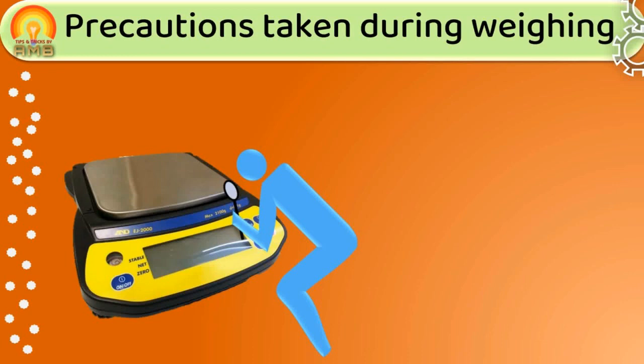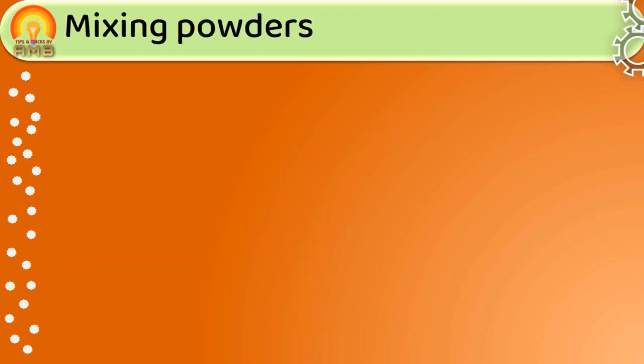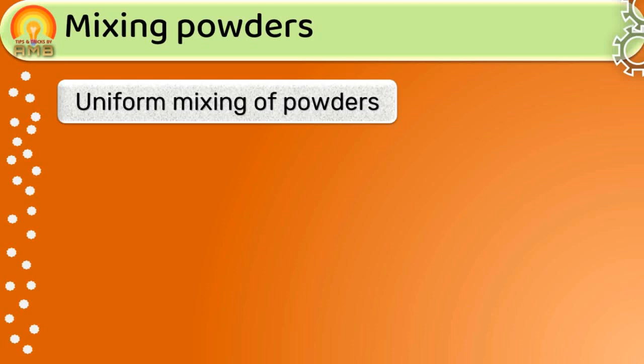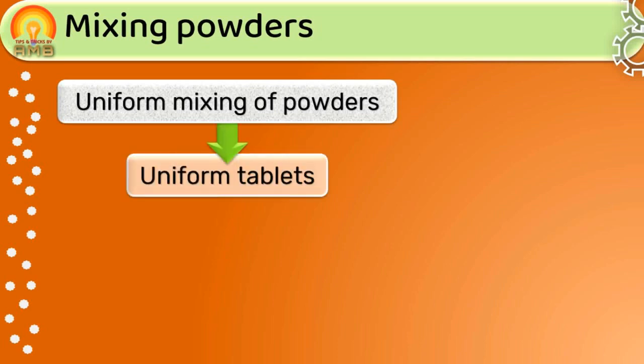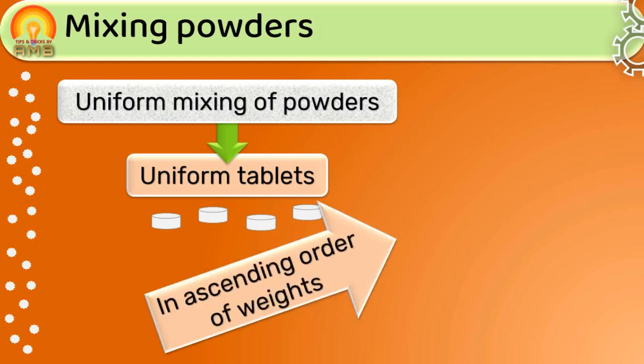Now let's discuss how mixing of powder is done. Main objective of mixing of powders is uniform mixing of drug or medicament with the excipients. If powder mixture is uniform, tablet of uniform mass and uniform content can be manufactured. While mixing various ingredients, ingredients are mixed in an ascending order of their weight. That is, start mixing of lesser weighing ingredients first and then add larger weighing ingredients in increasing order.